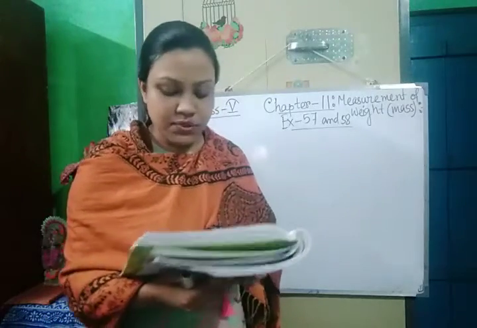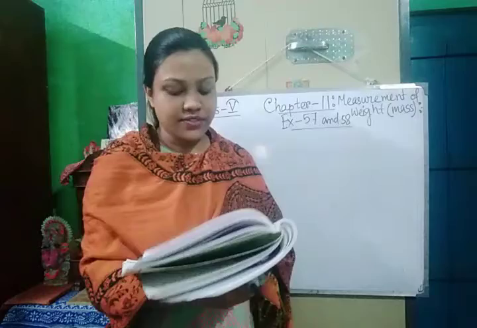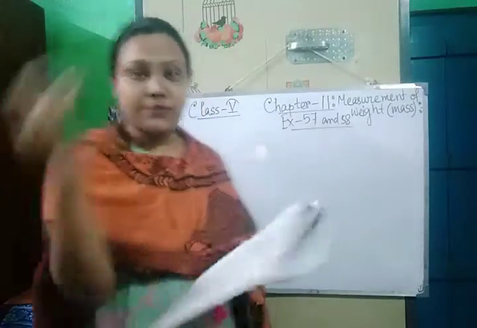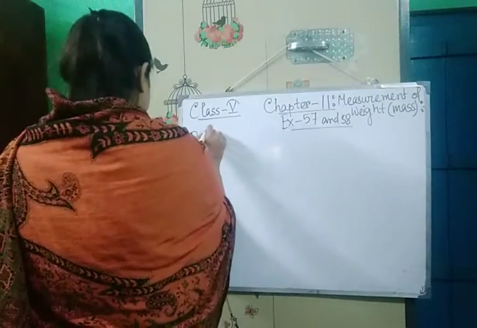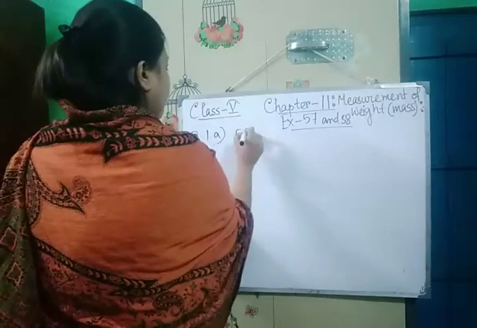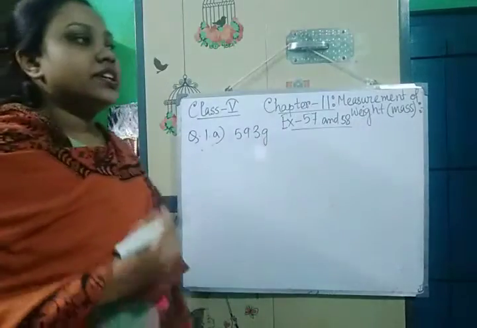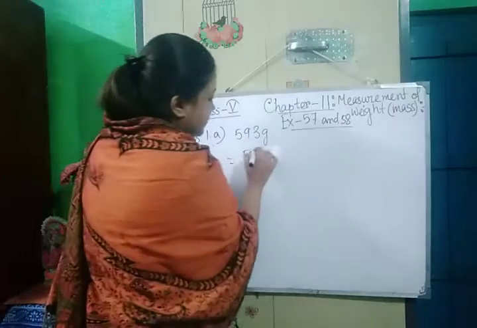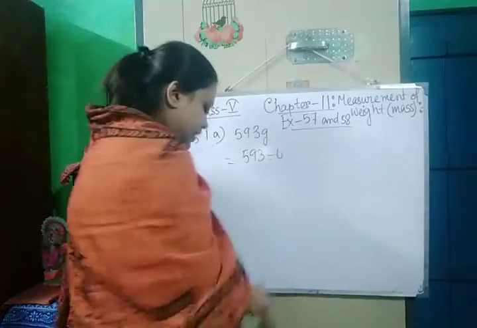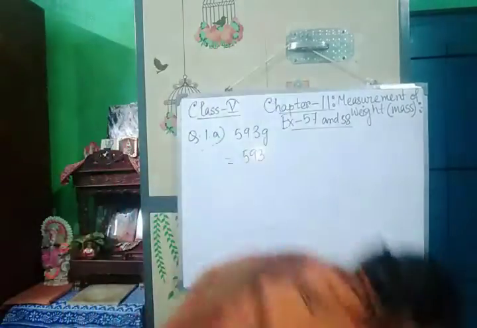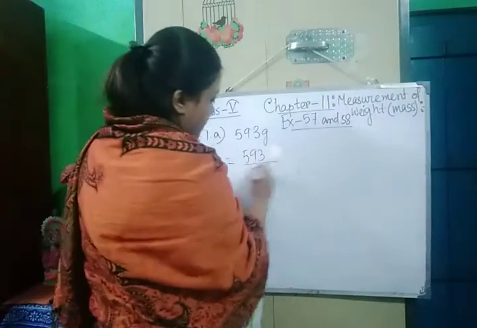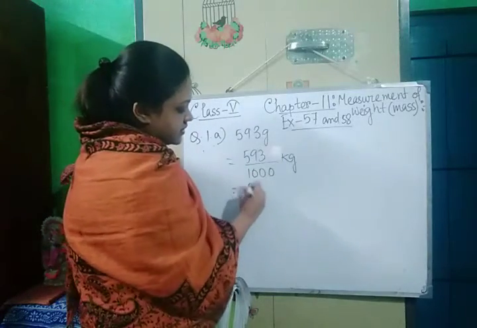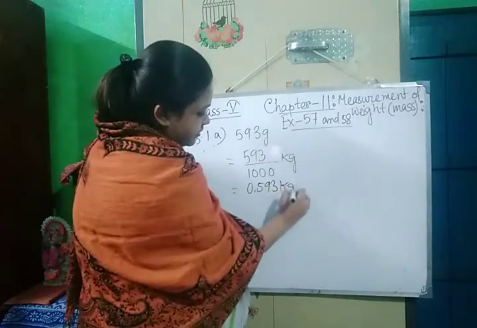So first I am doing question number 1. Question number 1 is convert into kilogram. Gram is given, so we have to convert it to kilogram. So the first one is question number 1's A, 593 gram. So how can we convert gram to kg? By dividing the number by 1000. You all know that gram divided by 1000 will be kg. So 593 divided by 1000 is 0.593 kg. Okay.